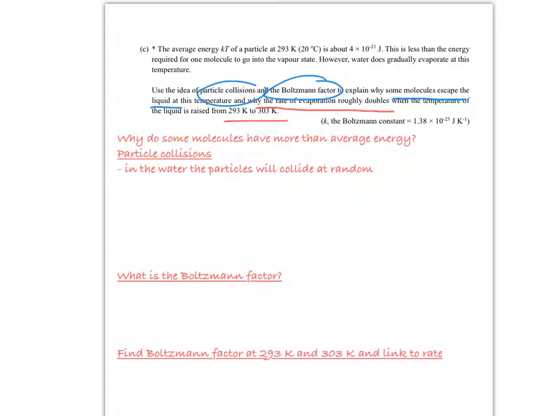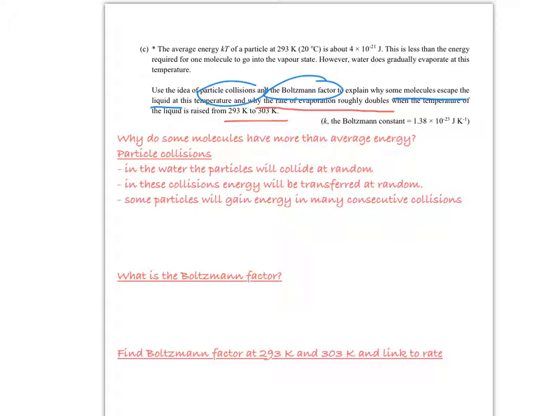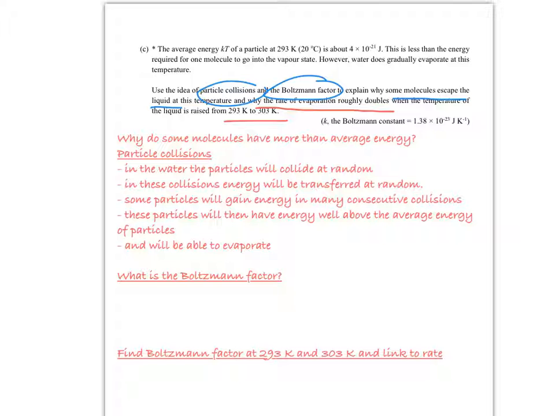Okay? And what happens on those collisions? Well, on the collisions, energy is transferred from one molecule to another at random. And what we might find is that some particles will get lucky, another good term, and gain energy in a number of consecutive collisions. These particles then are going to have more energy than those surrounding them. So they're going to have energy which is well above the average energy of the particles, and if they've got lots more energy, they will be the ones that are able to break bonds and evaporate.